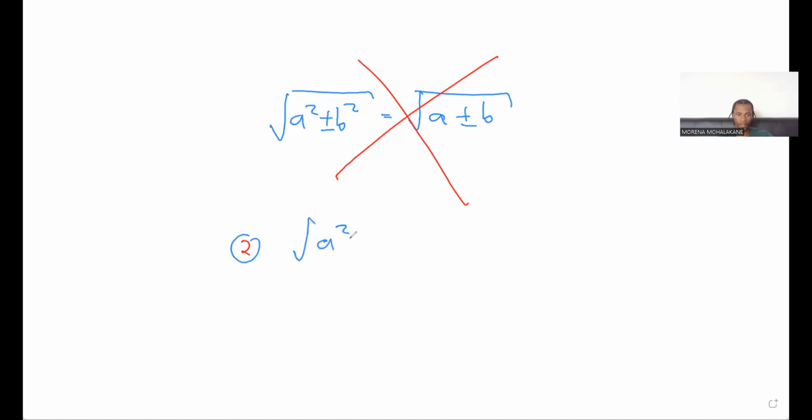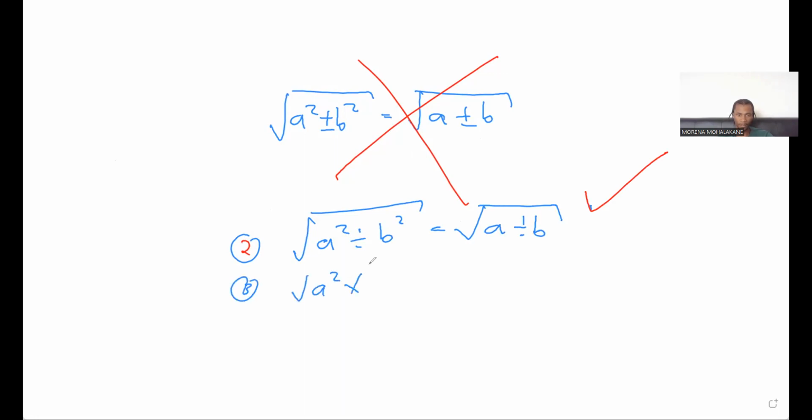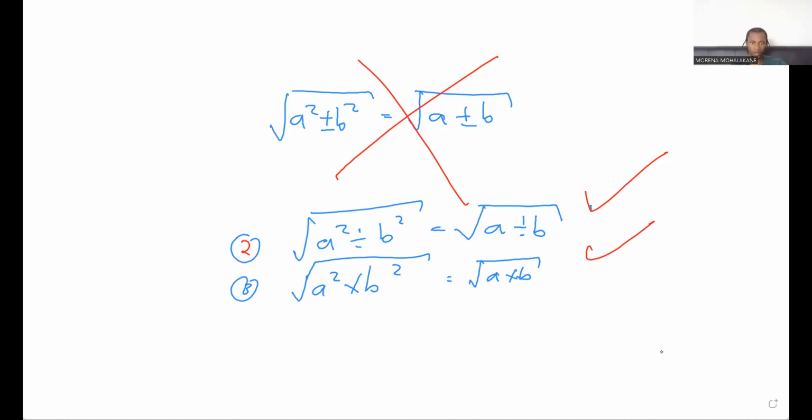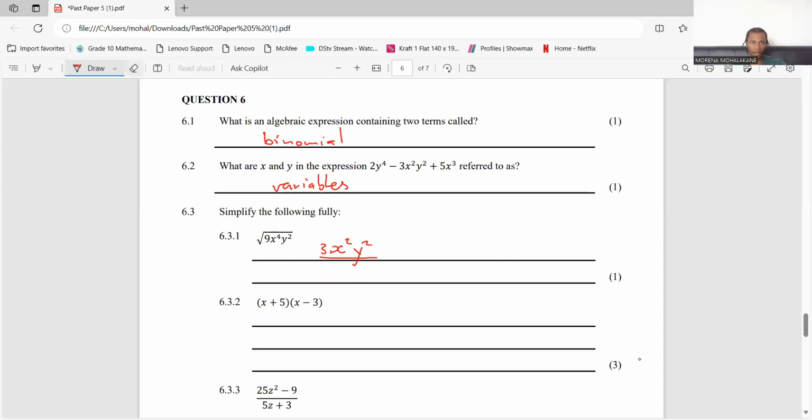If I have a squared divided by b squared, this is a divided by b. Now, this is correct, right? Number 3, a squared times b squared, a times b. This is correct. So, as you can see here, my answer is not squared, it's just y.